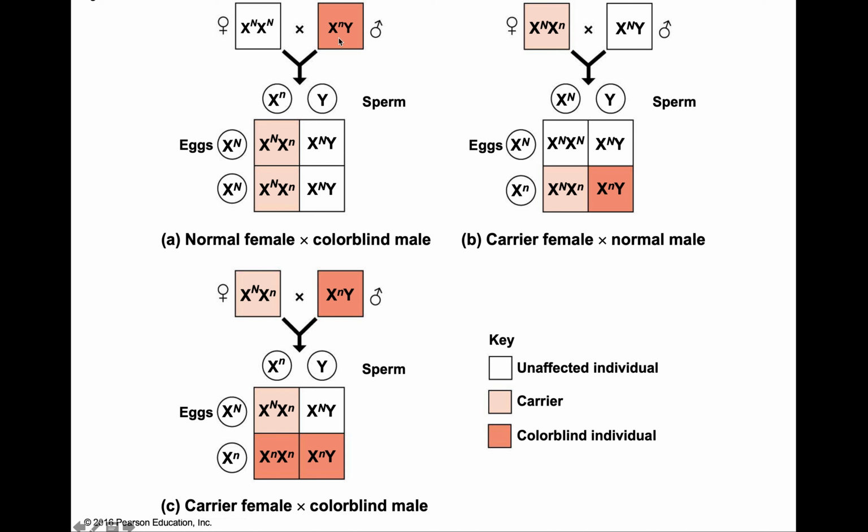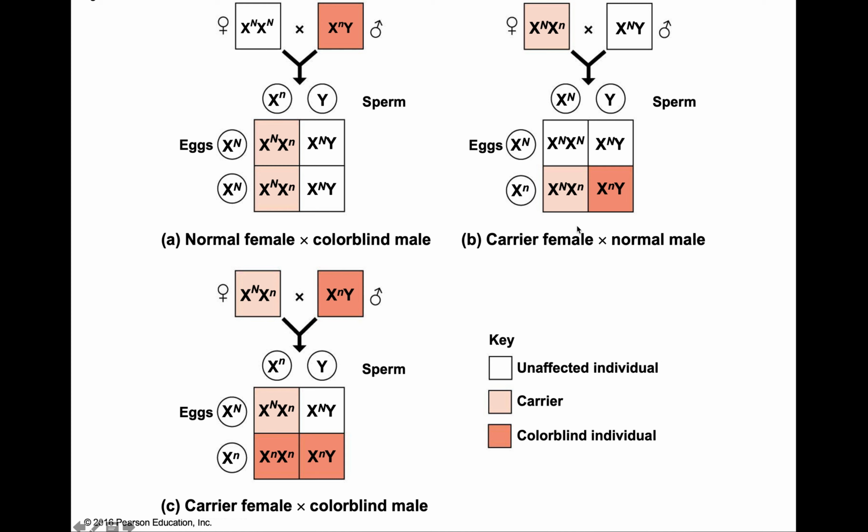So remember I said that sometimes it skips generations. Well, in this example, it's a perfect example. Here's the grandfather that's colorblind, and now they end up getting a boy that's also colorblind. Dad didn't have it, but grandpa did. And that's why now it's a male colorblind.